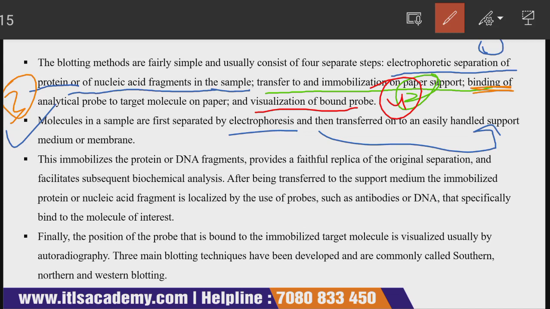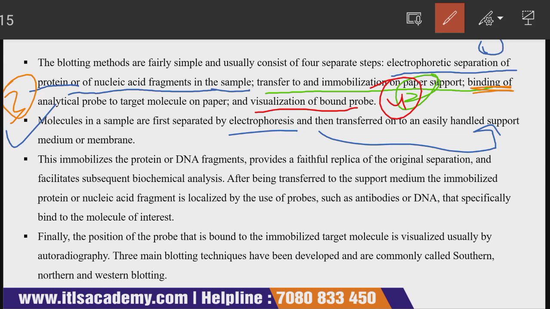After being transferred to the support medium, the immobilized protein or nucleic acid fragment is localized by using probes, such as antibodies or DNA, that specifically bind to the molecule of interest. Then they are bound to the molecule of interest.